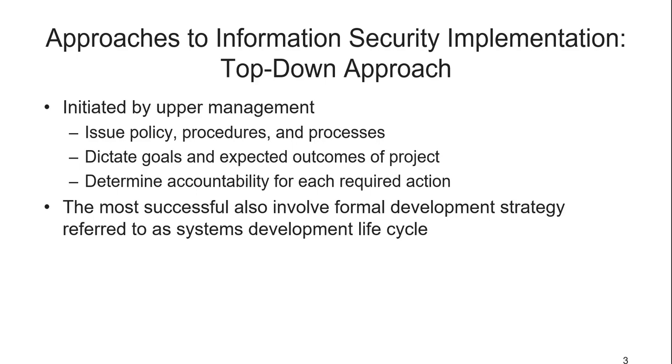The second approach is the top-down approach. In this case, the project is initiated by the upper management who issues policy, procedures, and processes dictating the goals and expected outcomes of the project and determine who is accountable for each of the required actions. Since this approach has strong upper management support, a dedicated budget and clear planning will be provided. These types of projects have a high probability of success. The most successful top-down approaches also involve a formal development strategy referred to as a systems development life cycle, which will be addressed in the next few slides.